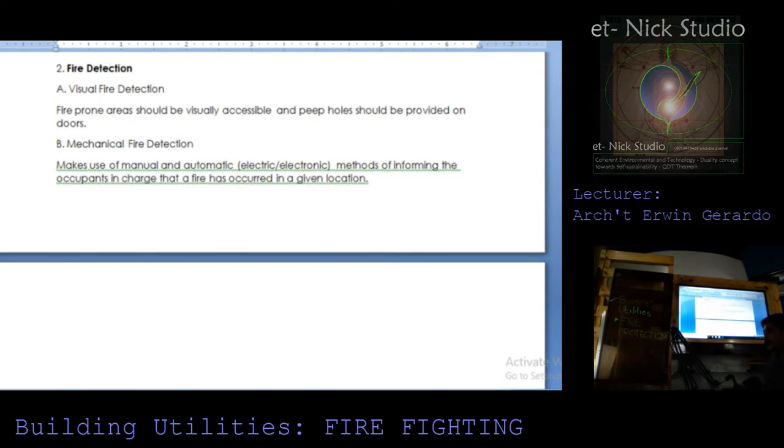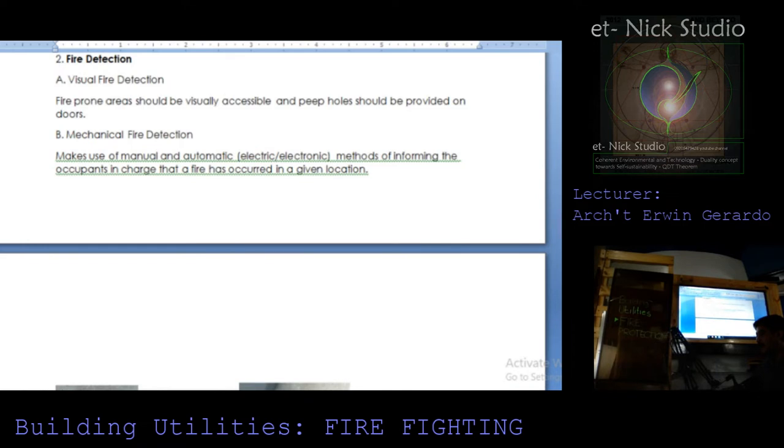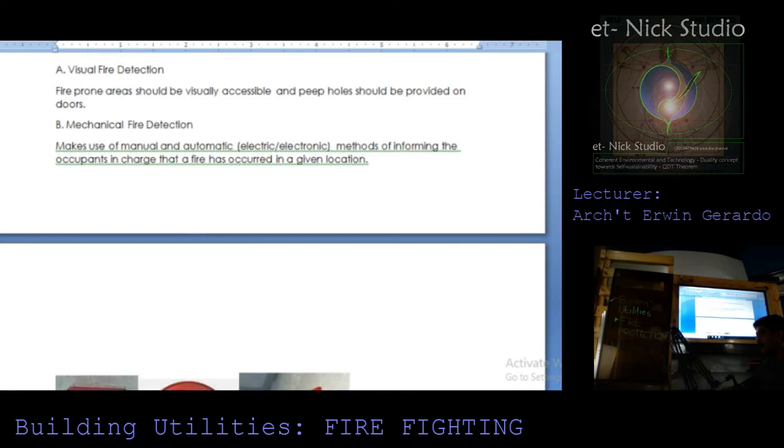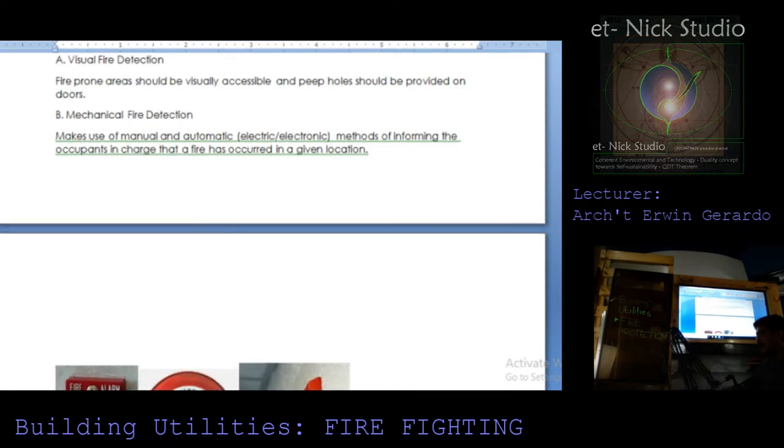Number two, fire detection. Visual fire detection: fire-prone areas should be visually accessible, and peepholes should be provided on doors. Mechanical fire detection makes use of manual and automatic, electric or electronic methods of informing the occupants in charge that fire has occurred in a given location.